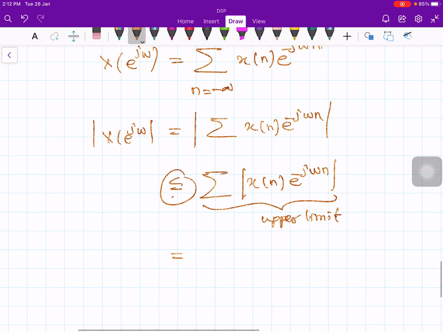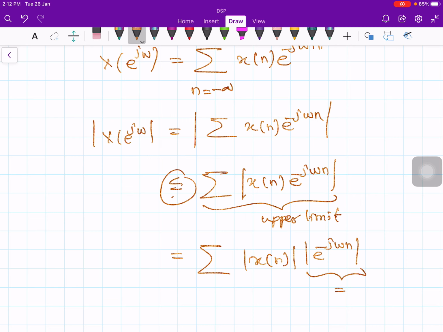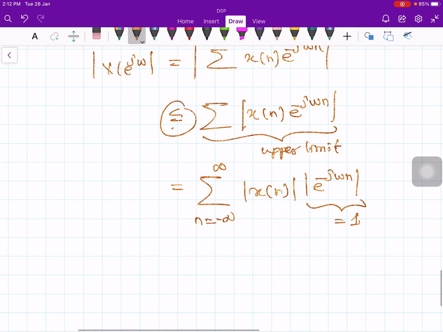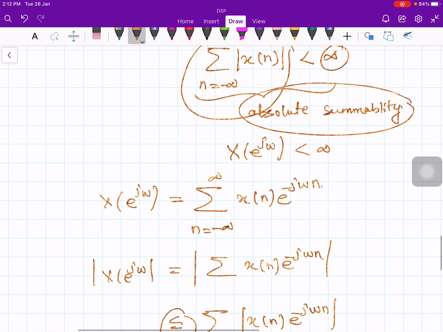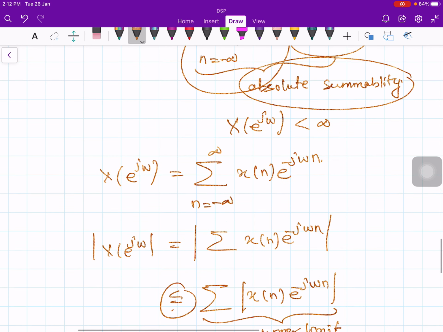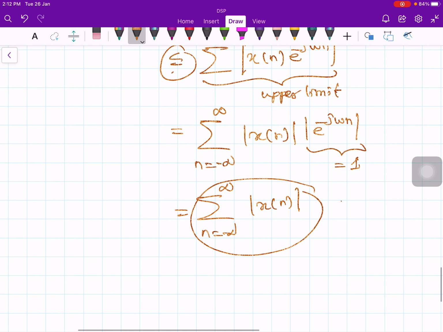So this is equal to the summation of mod of x[n] times mod of e^{-jωn}. By the way, this is equal to 1, where the limit is from minus infinity to plus infinity. Now, n is equal to minus infinity to plus infinity of mod of x[n]. What about the other term? That is 1, anyway we can leave it. Now we already assumed that x[n] is absolutely summable. Absolutely summable means less than infinity. Therefore this is less than infinity.